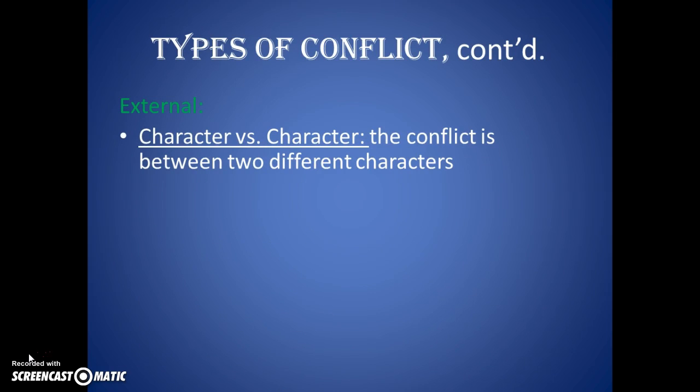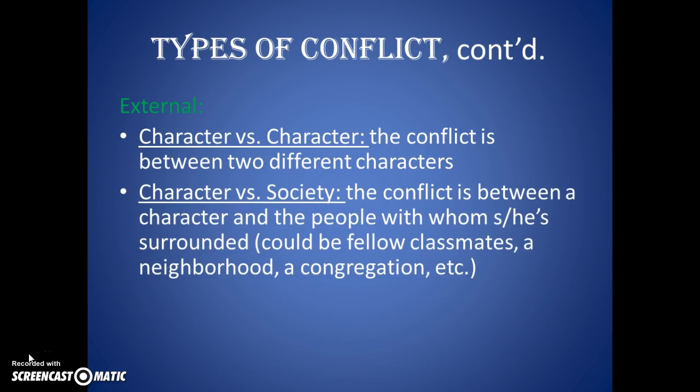And the first type is character versus character. That means that there's a problem between two different characters, one-to-one. You can also have character versus society. Then there's a problem between the main character and other people. So it could be a student against the rest of the class. It could be somebody in a town against the rest of the town.